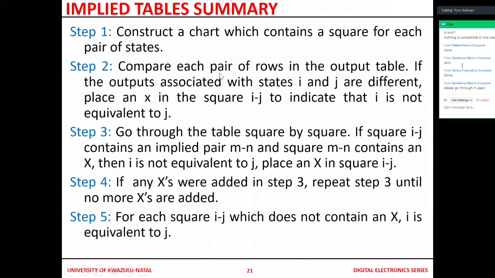So that was it. Implication table summary. Step 1, construct a chart which contains a square for each pair of states. You have to know how it's arranged. Compare each pair of rows in the output table. If the outputs are matching, you start looking at the next states and then place an X. If the outputs are not matching, you don't waste time.